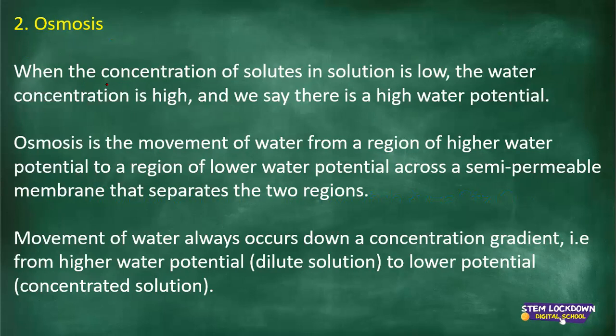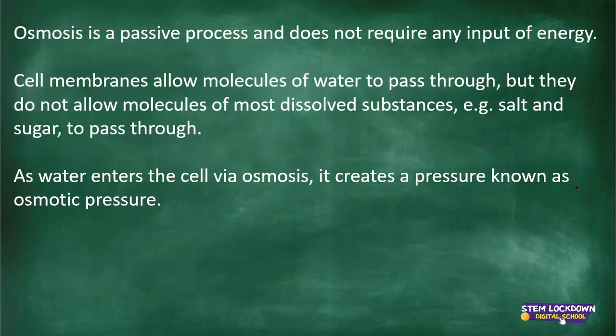And then osmosis. Now, the difference is osmosis is the movement of water. Remember in diffusion, it's the movement of molecules. In osmosis, it's the movement of water. But still, it occurs down a concentration gradient as well, from a high water potential to a region of low water potential. What that means, high water potential means it's a dilute solution. But low water potential means it's concentrated, meaning when we say concentrated, there's more molecules than water. That's why it's a low water potential. But in a dilute solution, there is more water than the molecules. That is why it is called a high water potential.